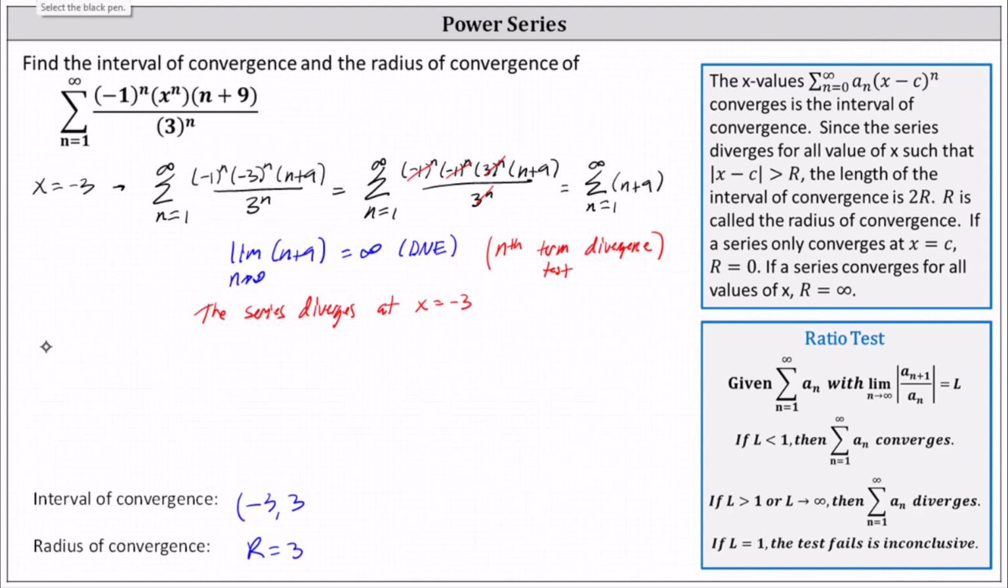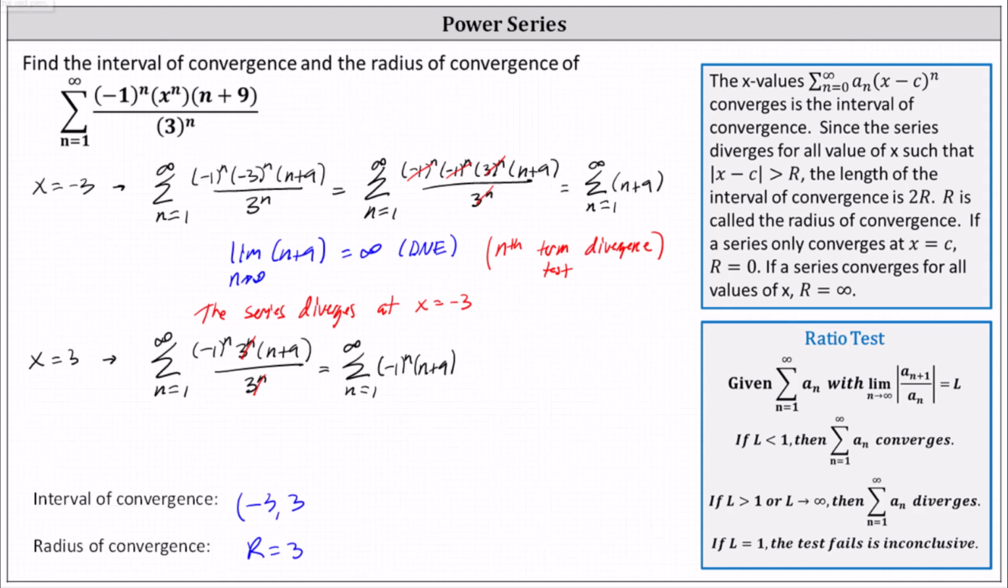And now we test x equals positive 3. When x equals positive 3, we have the sum from n equals 1 to infinity of negative 1 to the power of n times 3 to the power of n times the quantity n plus 9, all divided by 3 to the power of n. Again, simplifying, 3 to the power of n divided by itself simplifies to 1. Notice we have the alternating series given by the sum from n equals 1 to infinity of negative 1 to the power of n times the quantity n plus 9.